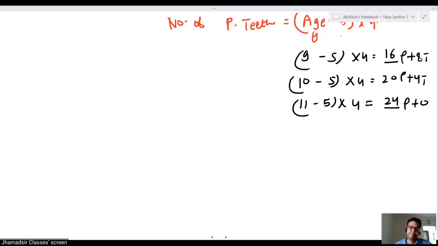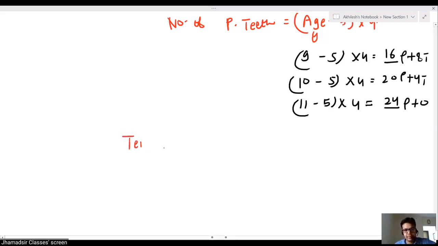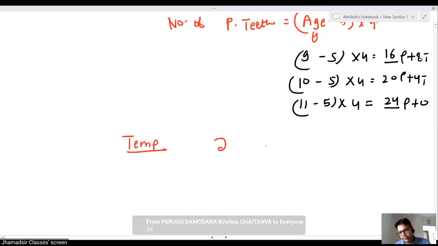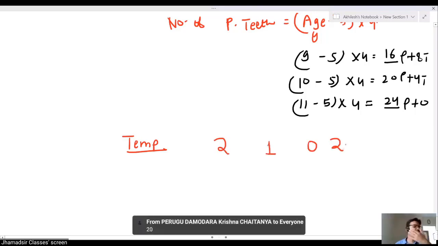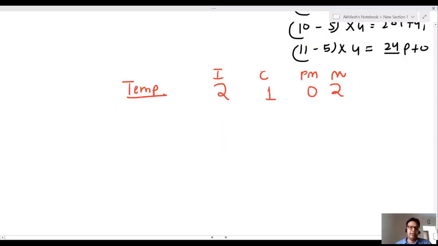Now, as I told you, how many temporary teeth do you have? 2, 1, 0, 2 in one quadrant. 2 are incisors, 1 is canine, 0 premolar, 2 molars in one quadrant. In place of these temporary teeth, what do we get? Permanent teeth. Permanent teeth in one quadrant are 2, 1, 2, 3.